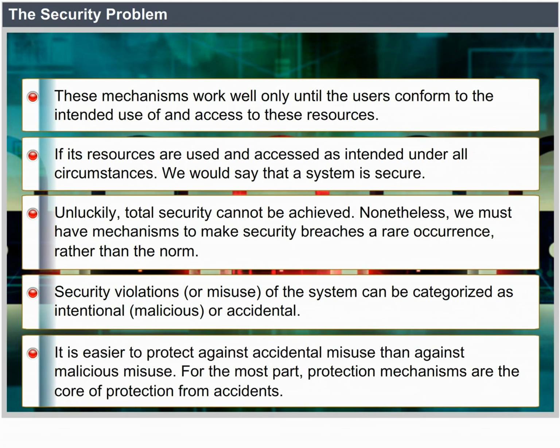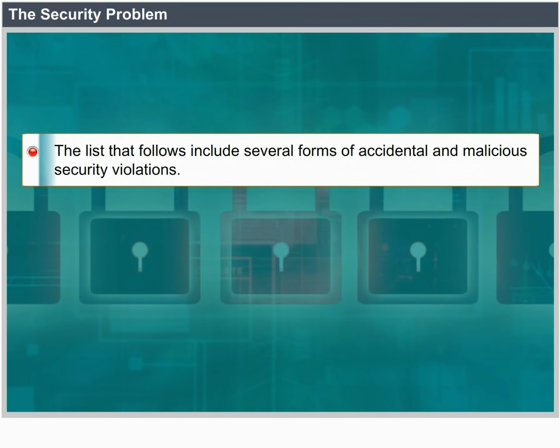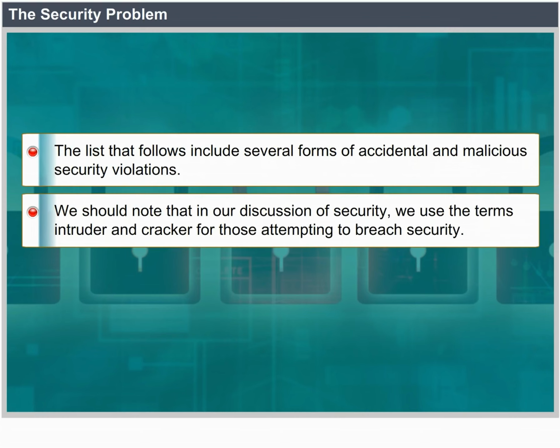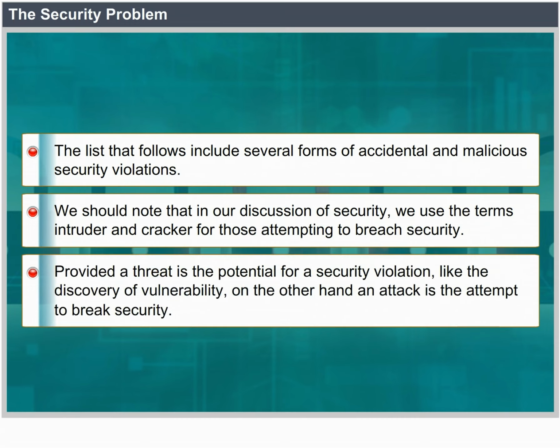The following list includes several forms of accidental and malicious security violations. We should note that in our discussion of security, we use the terms intruder and cracker for those attempting to breach security. In addition, a threat is the potential for a security violation, such as the discovery of a vulnerability, whereas an attack is the attempt to break security.